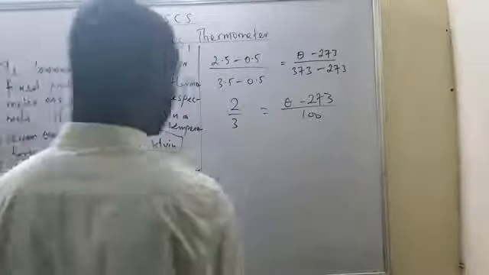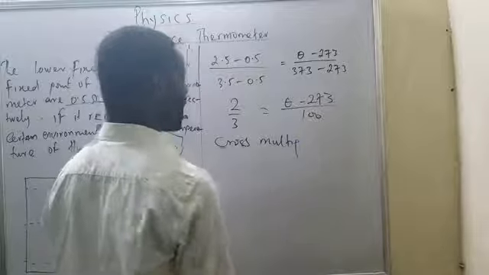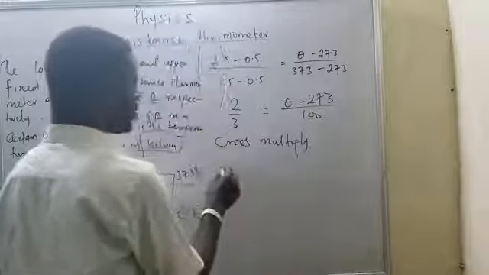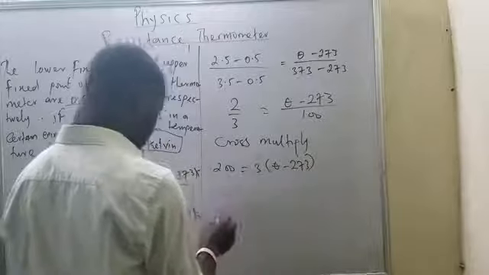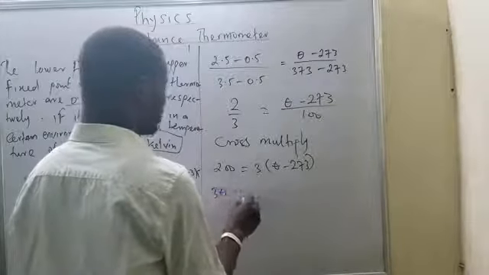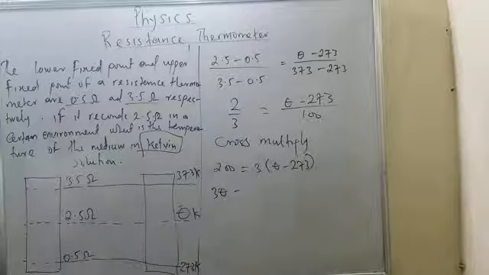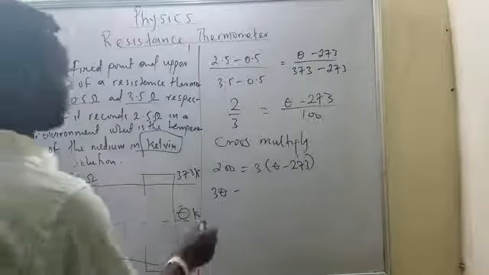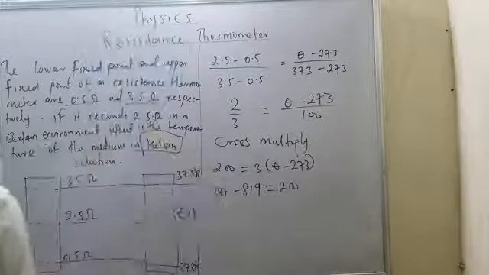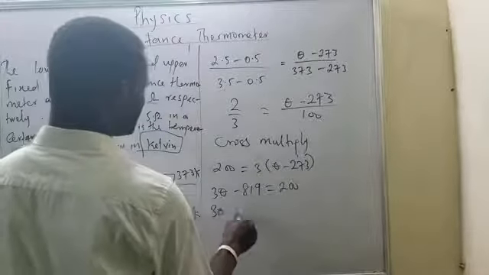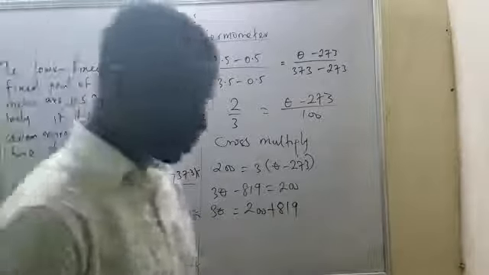Now, I will cross multiply. We know this is simple mathematics. It means I'll have 200 equals 3 bracket theta minus 273, which is 3 theta minus 273 times 3, which is 819. So 200 plus 819 equals 3 theta. That is, 3 theta will be equal to 200 plus 819.